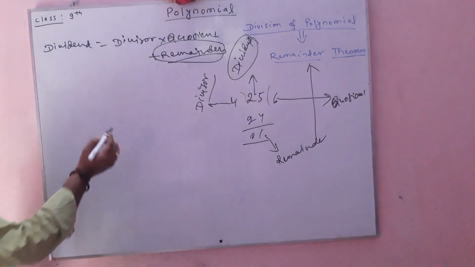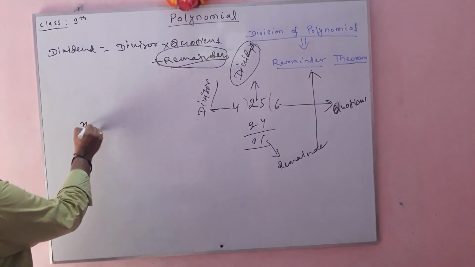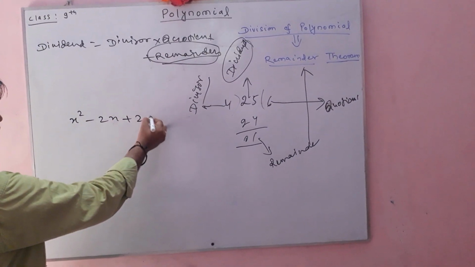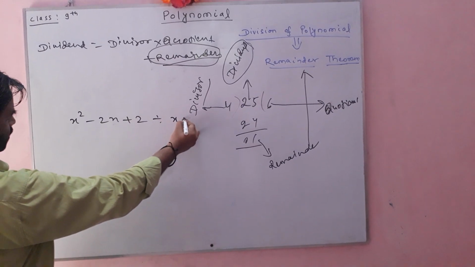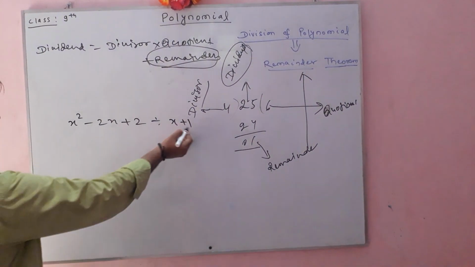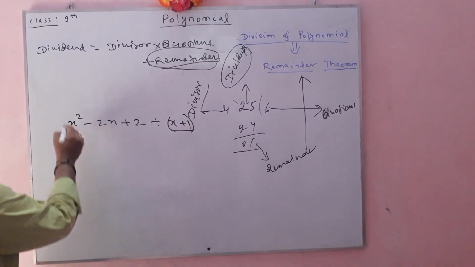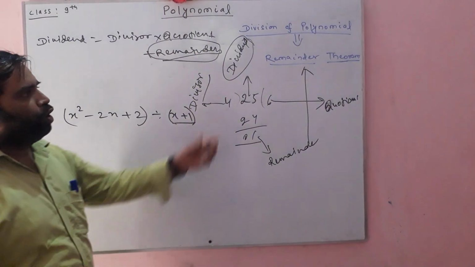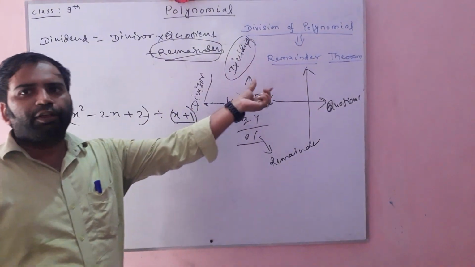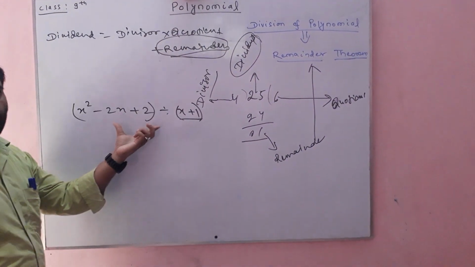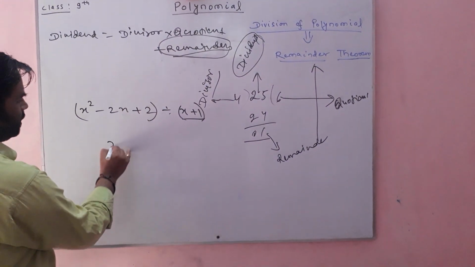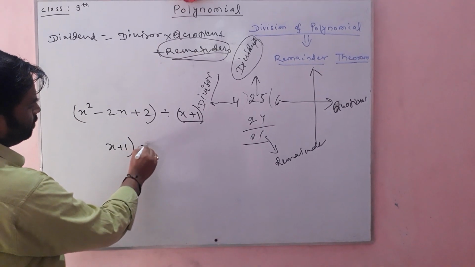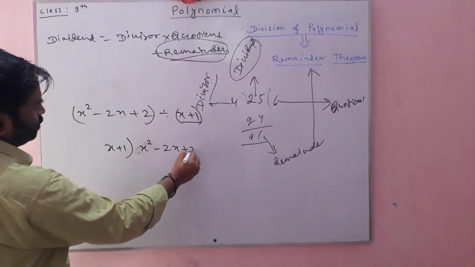So now I am writing one polynomial: x square minus 2x plus 2 divided by x plus 1. What is the other polynomial? x plus 1. And what is the one polynomial? x square minus 2x plus 2. So before going to the remainder theorem, first of all we do this operation here. Just see, this is x plus 1 and this is x square minus 2x plus 2.